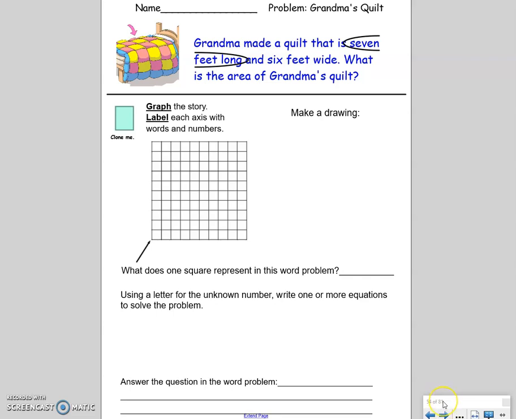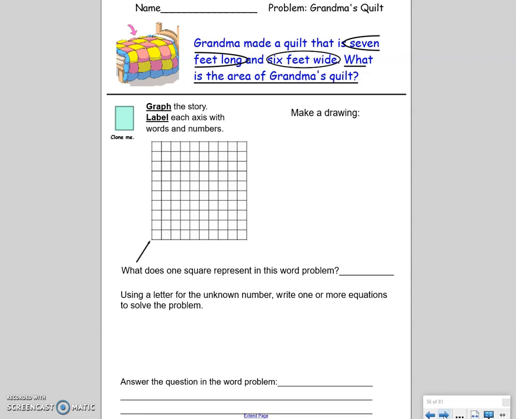What is the other piece of information in this problem? Yes, 6 feet wide is the other piece of information. This quilt is 7 feet long, that's one piece of information, and 6 feet wide, that's the other piece of information. Now I'm going to read it again, and I want you to think, what are we trying to figure out? What is the question this problem is asking? Grandma made a quilt that is 7 feet long and 6 feet wide. What is the area of Grandma's quilt? The question in this problem is, what is the area of Grandma's quilt?